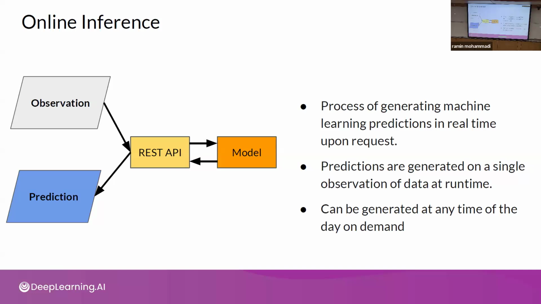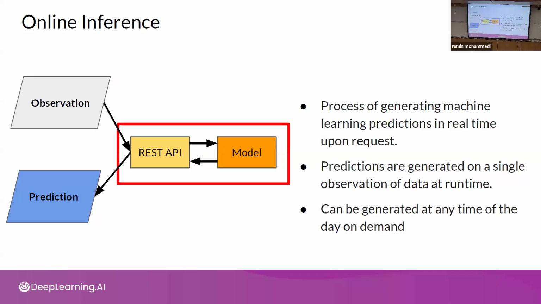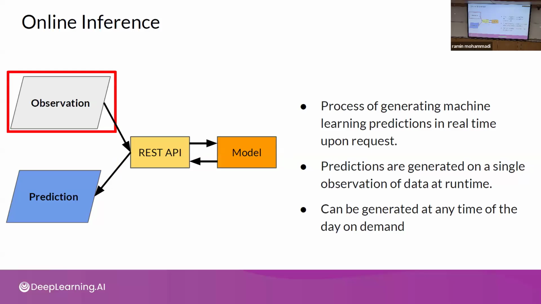That's the prediction. So in online inference, which is not like batch inference, the result should be right away. You get one single request, you process it, get the result, and send it back to the user. When you deal with online requests, you need to think about a couple of pieces. Observation is the part where you get the data.